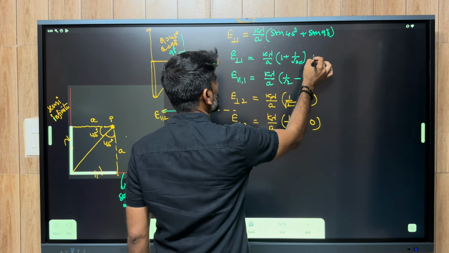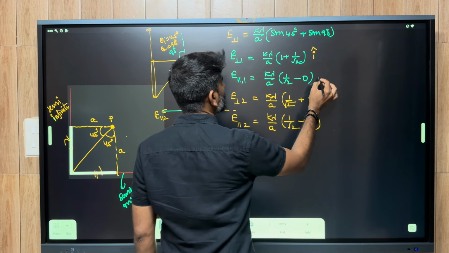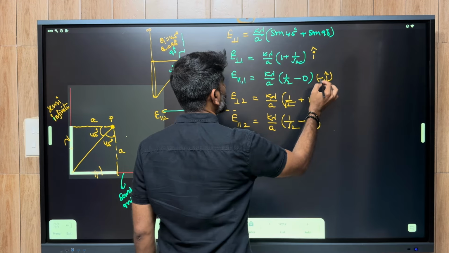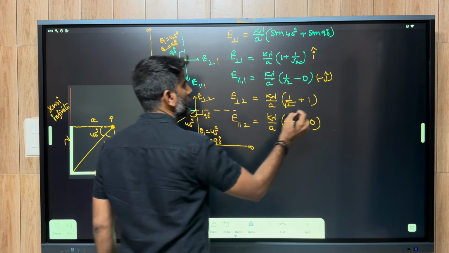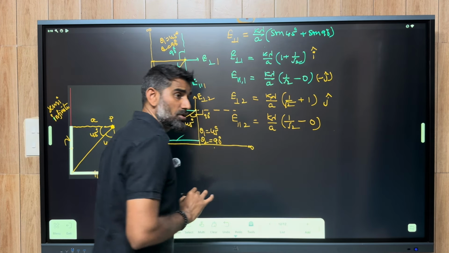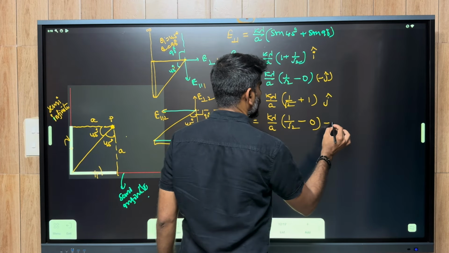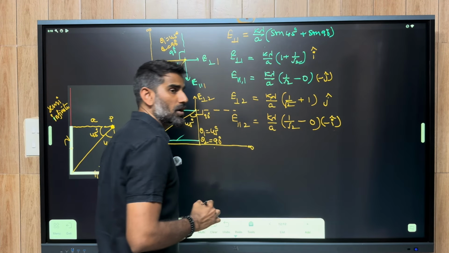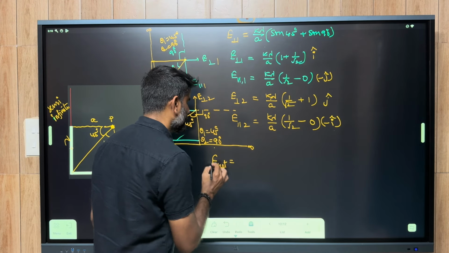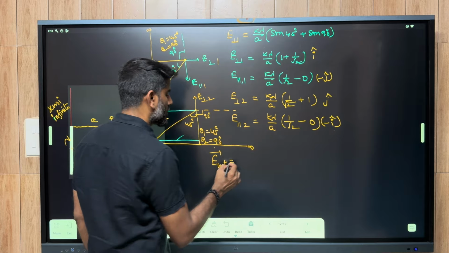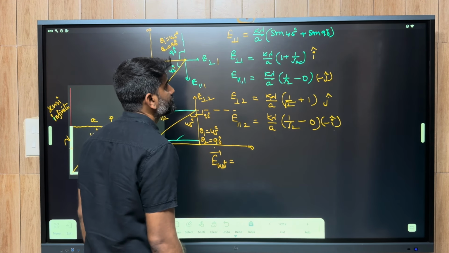Okay, right. This is positive I cap, and this is negative j cap. Now this E perpendicular 2 is positive j cap, upwards, and this is negative I cap. Let's say E net, the vector representation. E net is equal to the sum of all the vectors.